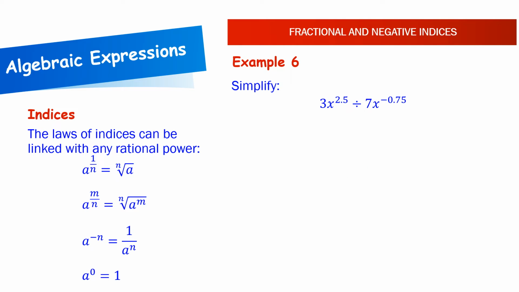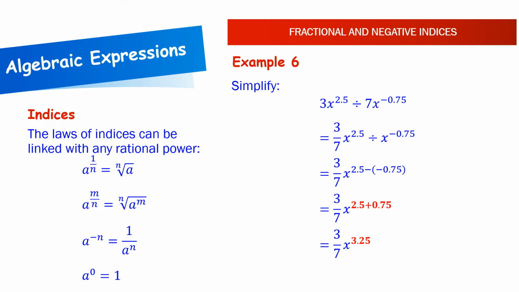And now for example 6, simplify the expression shown. So let's rearrange so that we can see the numbers as a fraction, 3 over 7 as shown, and then proceed to deal with the indices of the common base. So as we're dividing, we need to subtract the indices. So 2.5 minus 0.75. And that of course equals 2.5 plus 0.75, which is equal to x to the power 3.25.